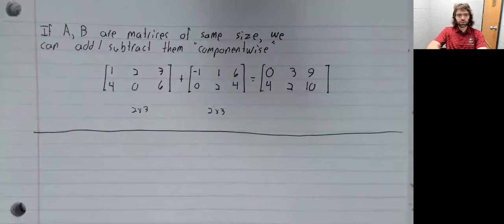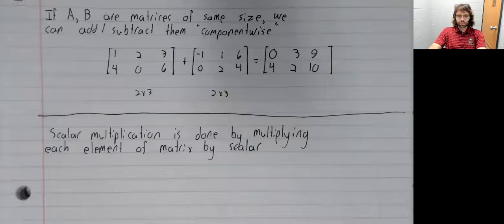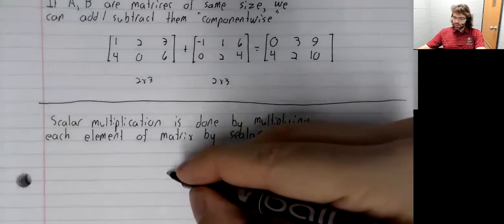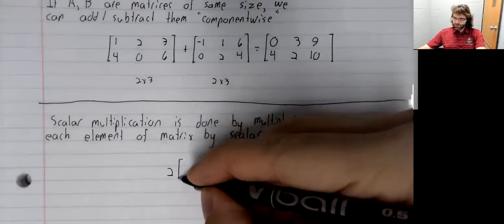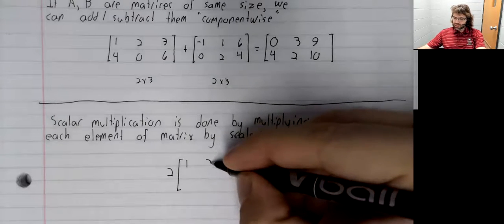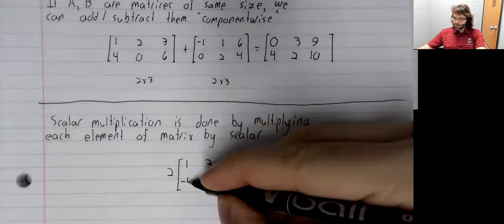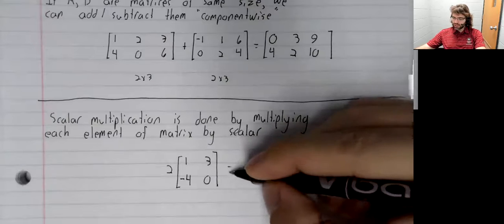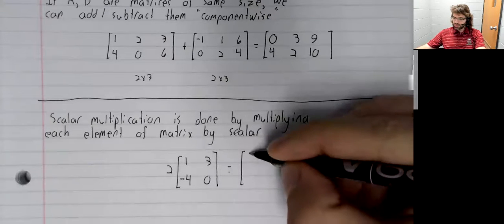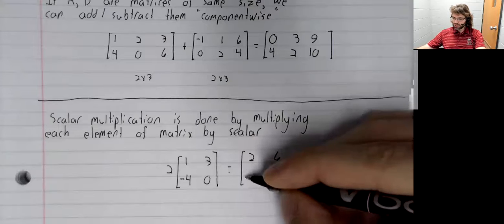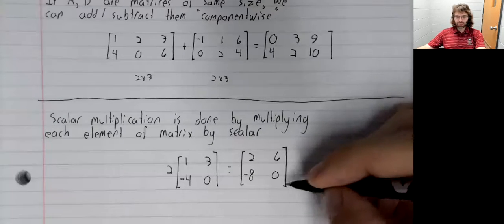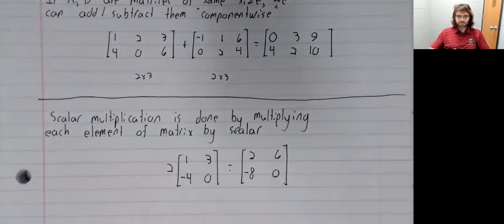As for scalar multiplication, it's done in the natural way. Instead of multiplying every element of a vector by the scalar, we're multiplying every element of a matrix by a scalar. But otherwise, it's the same scalar multiplication that you've come to know and love.